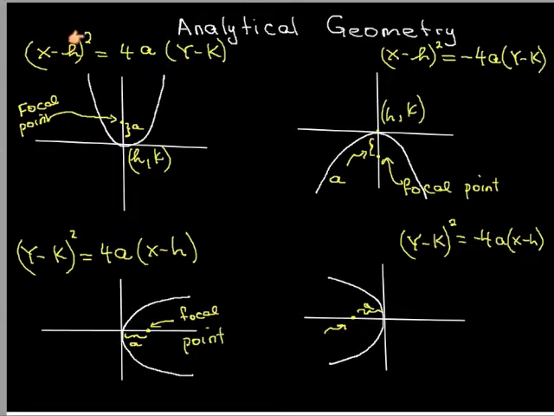If it's x minus h squared is equal to 4a times y minus k, it's a facing up parabola. For facing down, we will have x minus h squared is equal to negative 4a times y minus k. Bear in mind, h and k are the points on the vertex, h being the x and k being the y point. If the parabola is facing right, y minus k squared is equal to 4a times x minus h. If the parabola is facing left, you have y minus k squared is equal to negative 4a times x minus h.